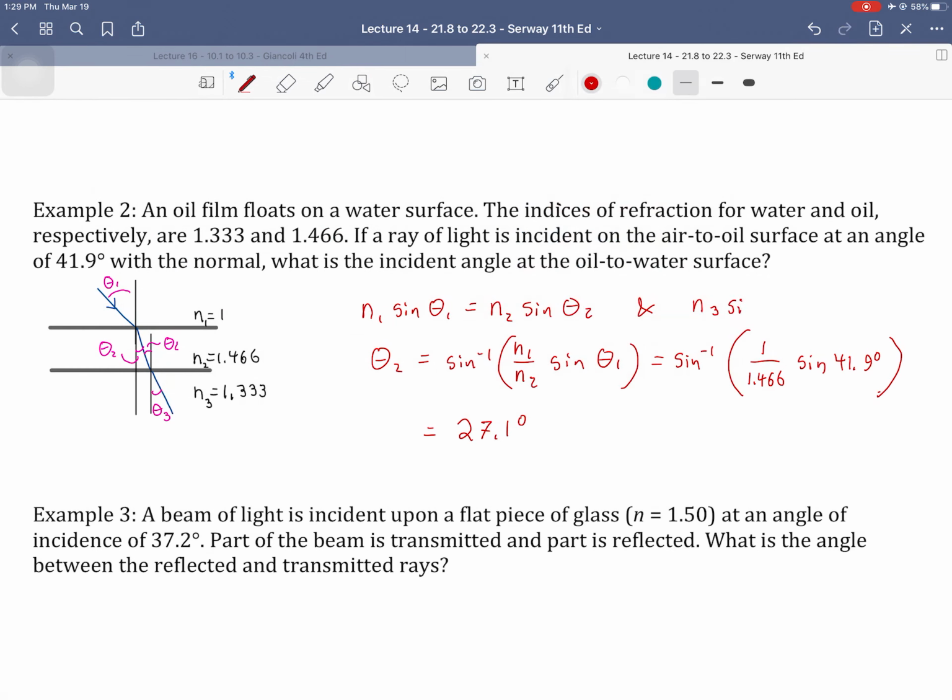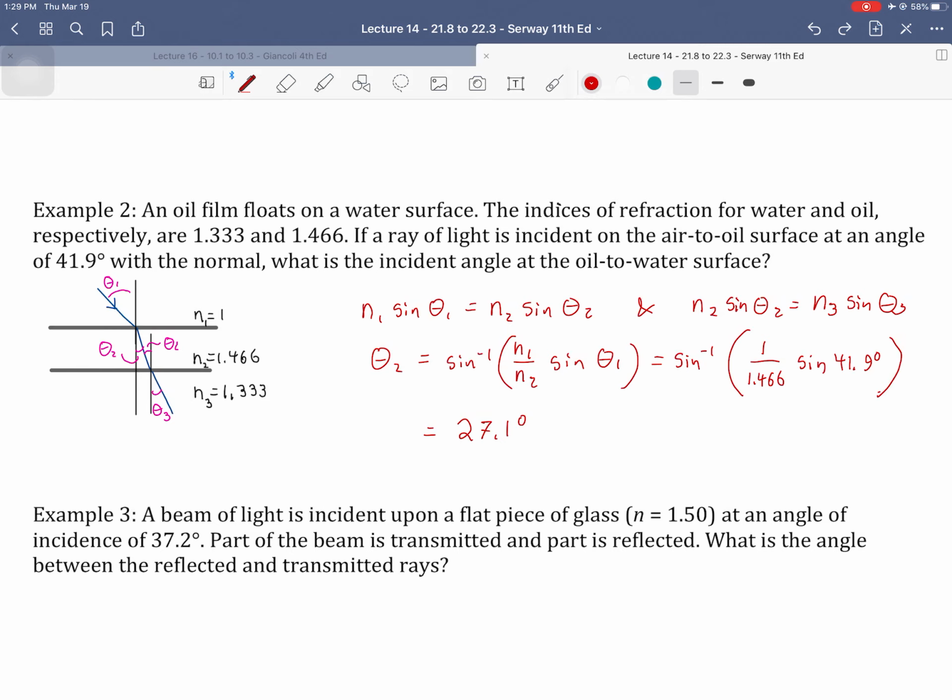So n2 sine of theta 2 equals n3 sine of theta 3. Okay, that's just what's going on, going from theta 2 to theta 3, or passing from material 2 to material 3. In other words, passing from the oil into the water.